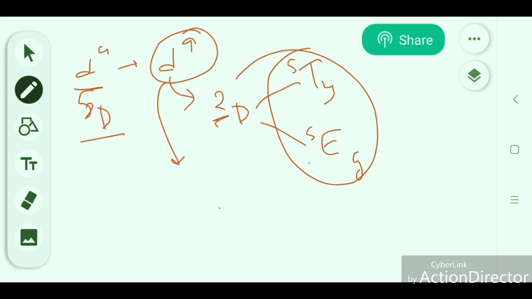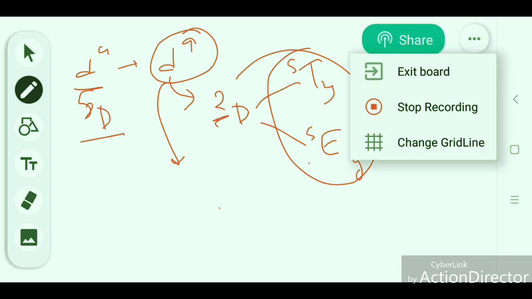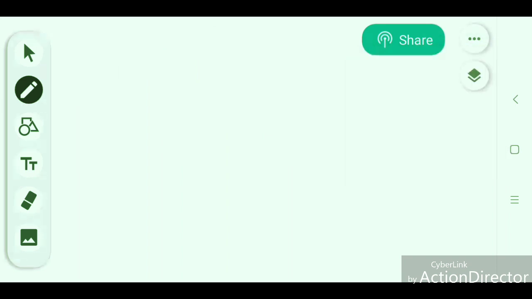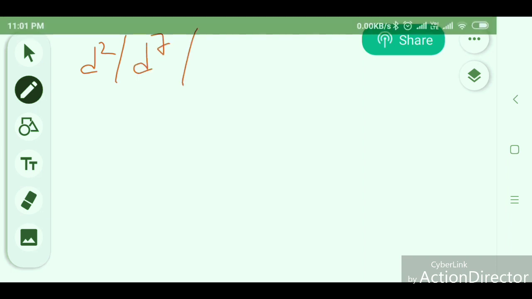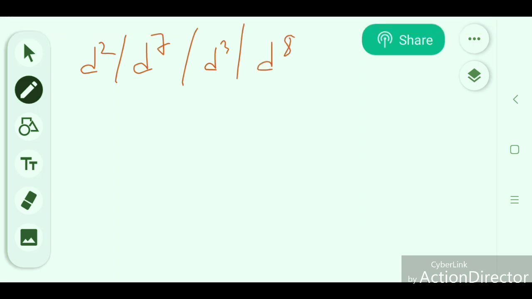So these are the four configurations, d1, d6, d4 and d9, which have a D ground state term. Now we will draw the Orgel diagrams for the four configurations which have an F ground state term, and these four configurations are d2, d7, d3 and d8.